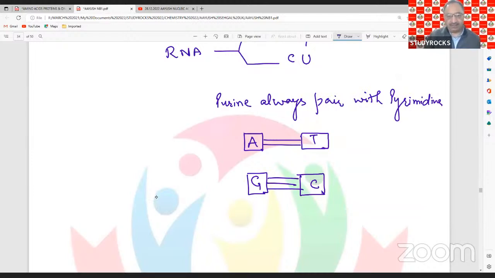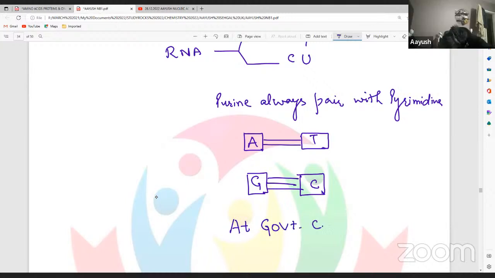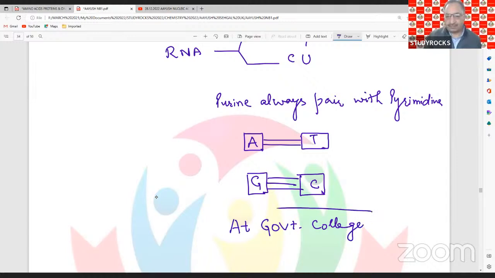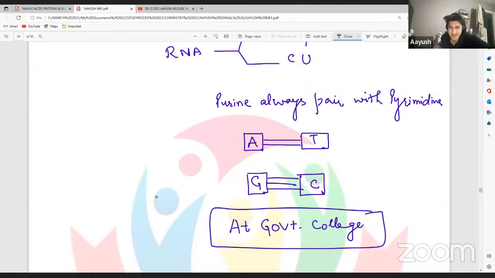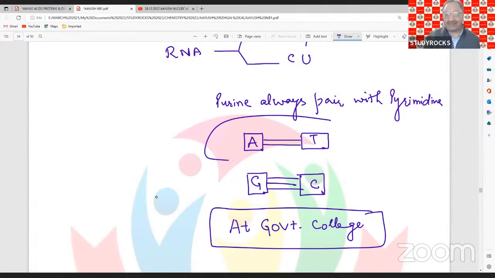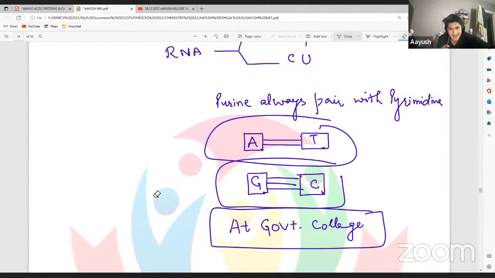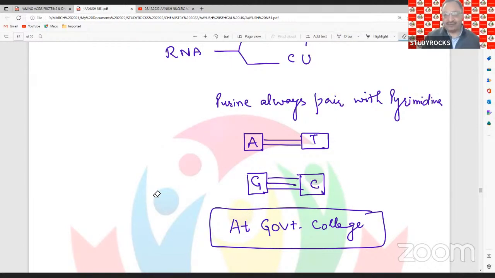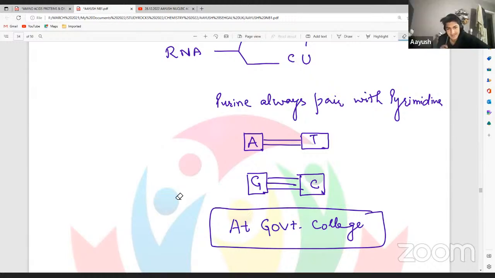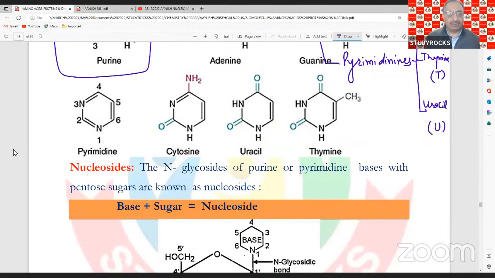In my student time, I used to memorize it like this at government college. This is AT, and this is government college, GC. Because then you never forget which pairs with whom: adenine with thymine and guanine with cytosine. So these are the nitrogen bases.